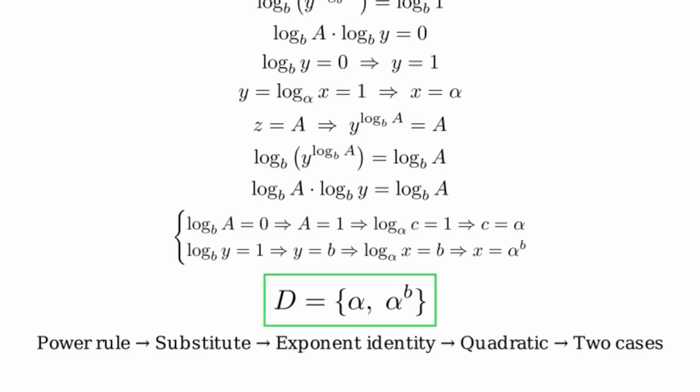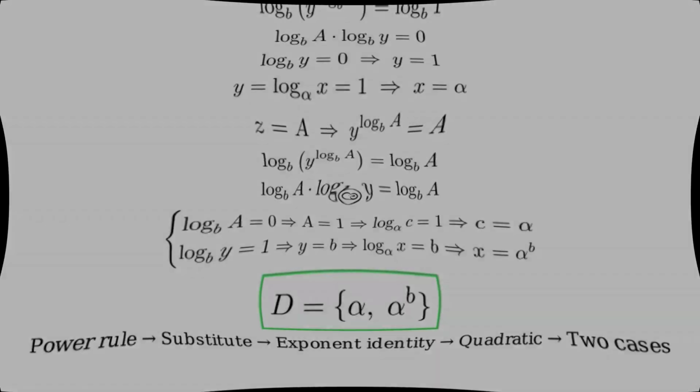Therefore, the solution set for x matches the given outline exactly. Recap. We used the power rule, expanded the right-hand side into 1 plus log term, substituted A and y, applied the exponent change of base identity, turned the equation into a quadratic in z, and solved two simple cases to get x equals alpha or x equals alpha to the b.